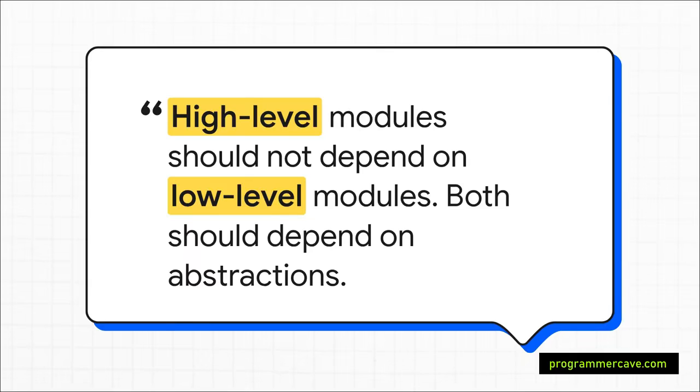Okay, let's translate that. Your important business logic, the high-level stuff, shouldn't care how you save data to a database or how you send an email. That's low-level detail. Instead, both your business logic and your database code should depend on an abstraction, which in Go almost always means an interface.